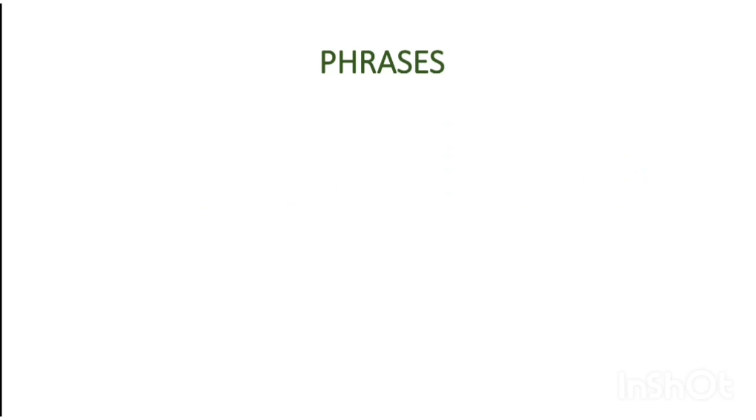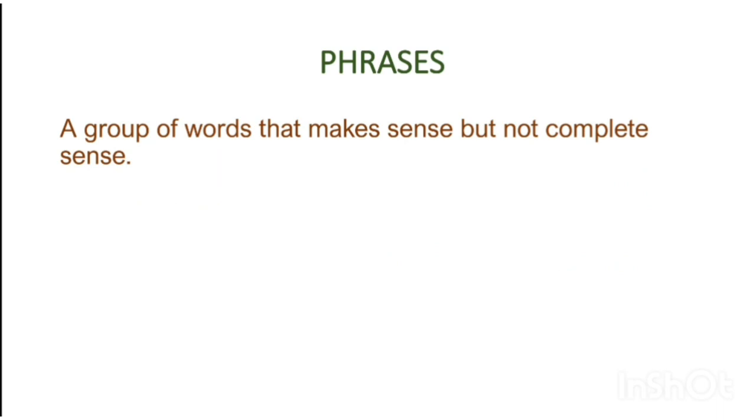Now, let me take you through what phrases are. A phrase is a group of words that make sense but not complete sense. Have a look at what I am saying. It makes sense but not complete sense. Such as on the roof. It is a phrase. You can see it is making some sense, but it is not making complete sense.